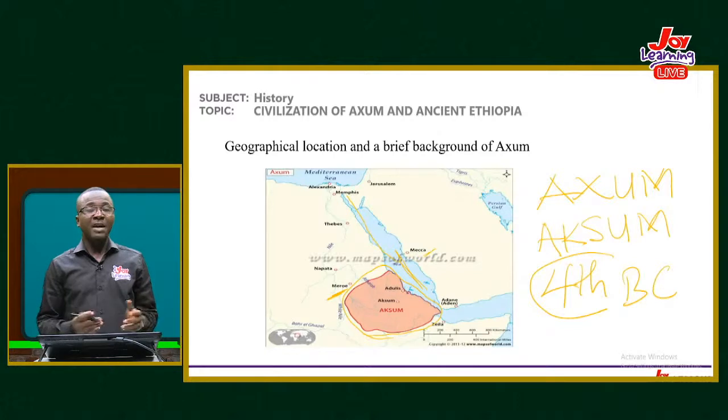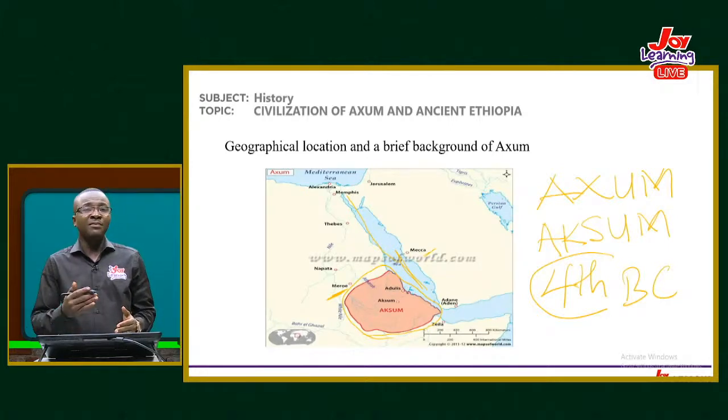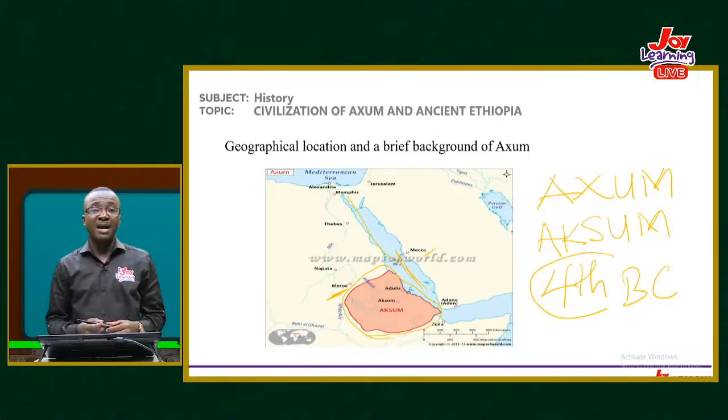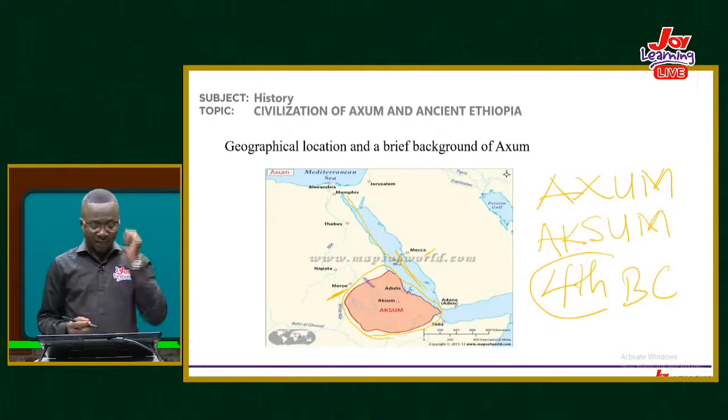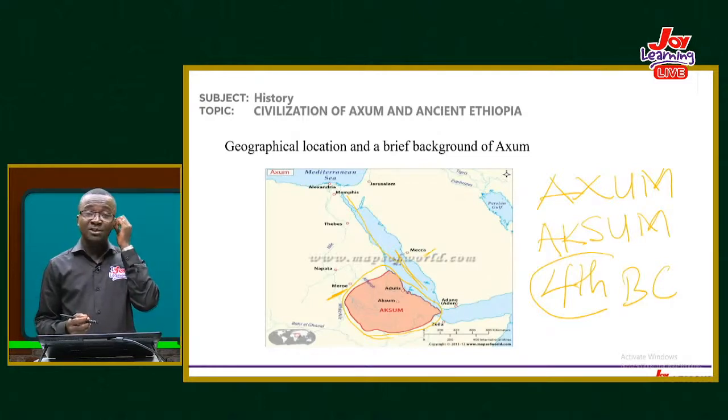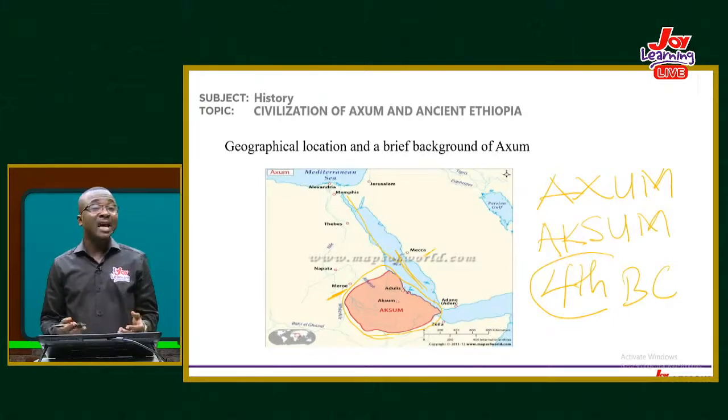So geographically, we can say that Axum can be found in the southeast of Meroe, and then it has in front of it, or just to its east, the Red Sea. And then across the Red Sea, you see Saudi Arabia around the place. Now, this geographical location and description is important because it would help us going forward to understand how the geographical location of Axum helped it to have contact with other people outside the local settlement.